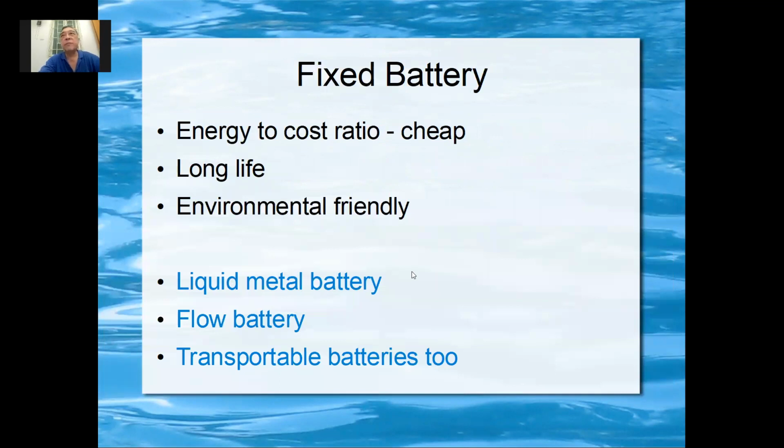Okay, now we talk about fixed batteries. For a fixed battery, the most important is the energy to cost ratio. It must be cheap for a certain amount of energy. Okay, that's the most important criteria. You don't care about the weight, you don't care about the size, because you are going to fix it on the floor or inside a building.